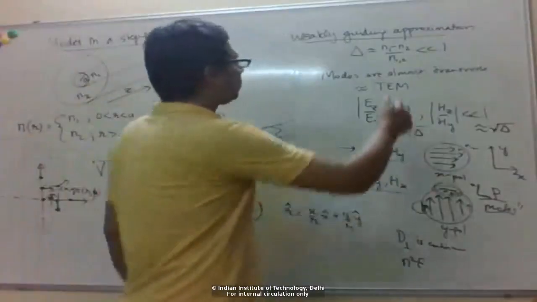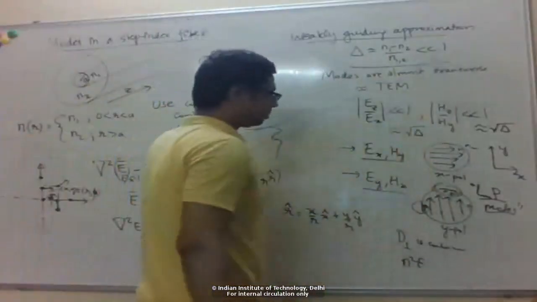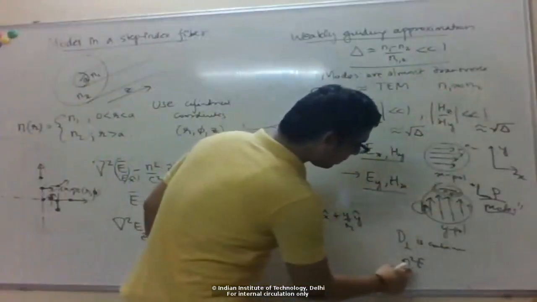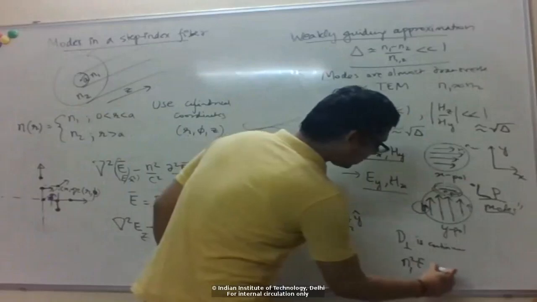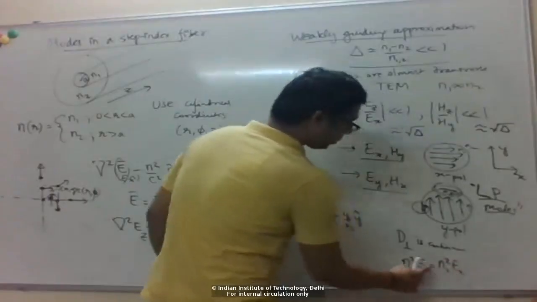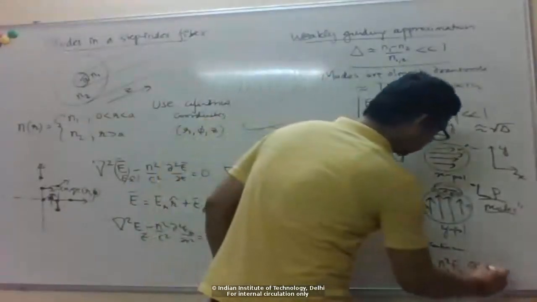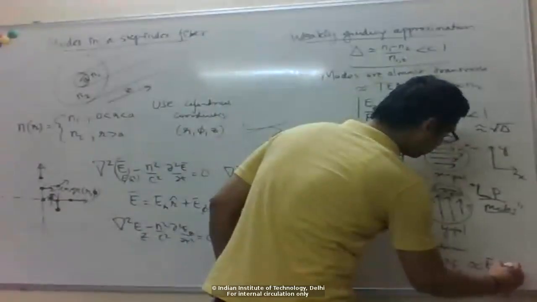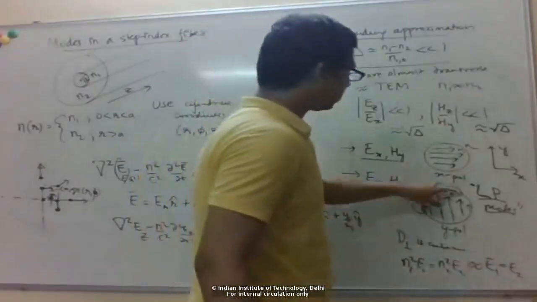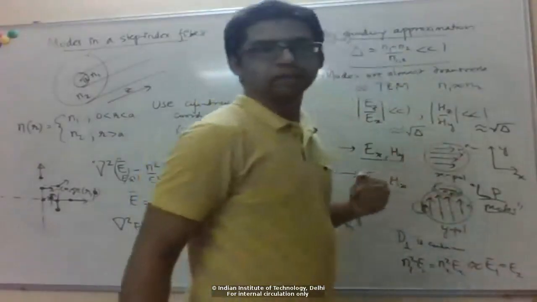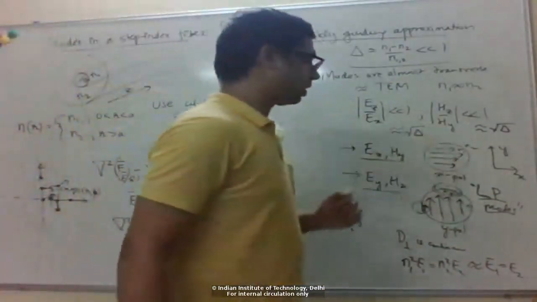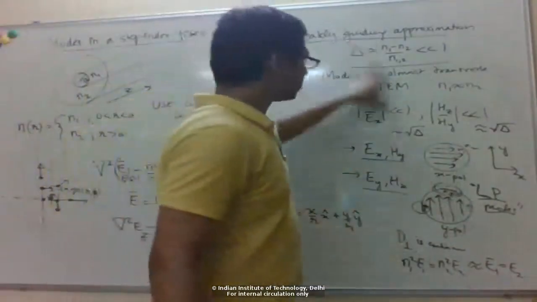But again, if we go to this weakly guiding regime, n1 is almost equal to n2. On one side you have n1 squared, on the other side you have n2 squared. So if n1 and n2 are very close, this is approximately just saying that the field is continuous. So now I have the field-is-continuous boundary condition everywhere. Under that condition, I can solve it. So that's the approximation we are working with.